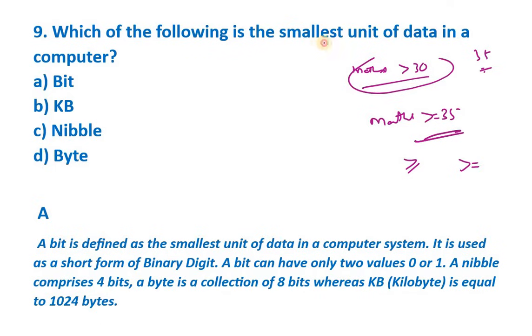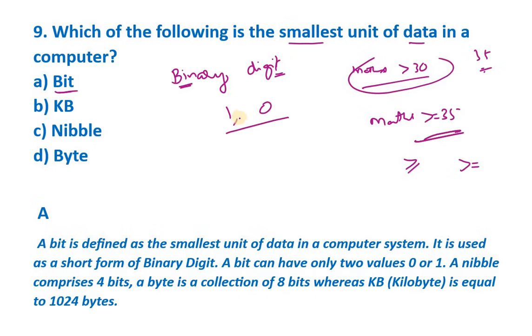Now, which of the following is the smallest unit of data in a computer? A bit is the smallest unit of data in the computer. For example, what I said is the data is stored in the computer in terms of ones and zeros. Right. So a binary digit. What is bit? Actually, bit is a short form of these two words. What are the words? Binary digit. BI from here and T from here. Binary. So binary numbers, you know, 1 and 0.